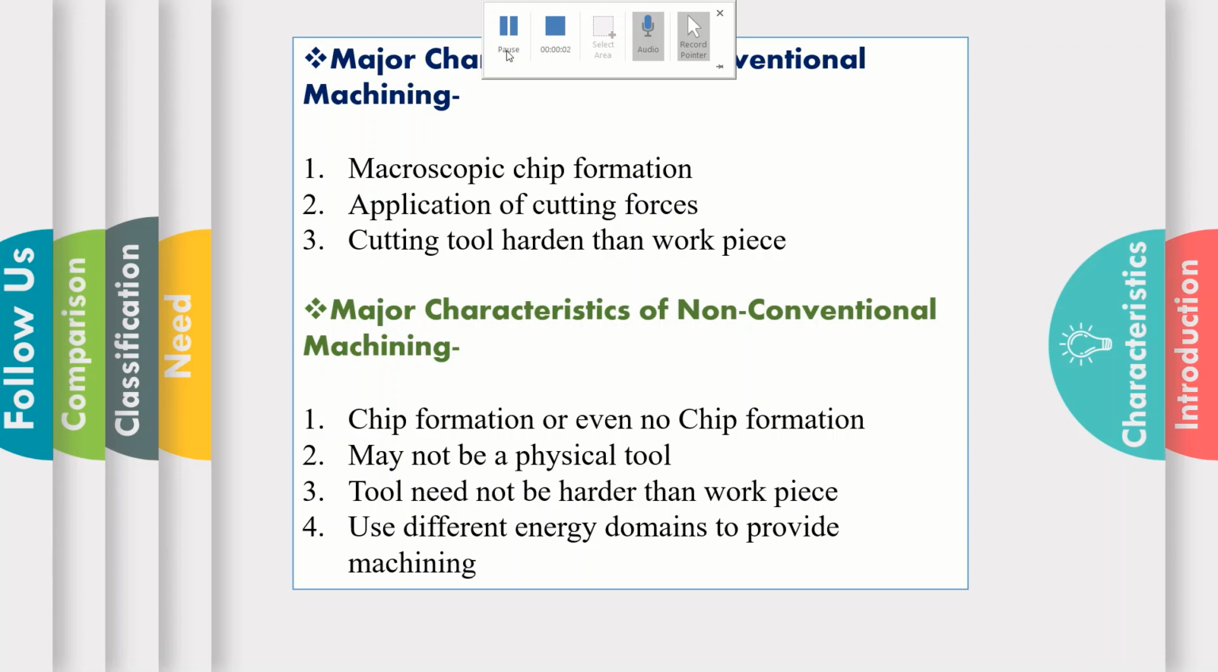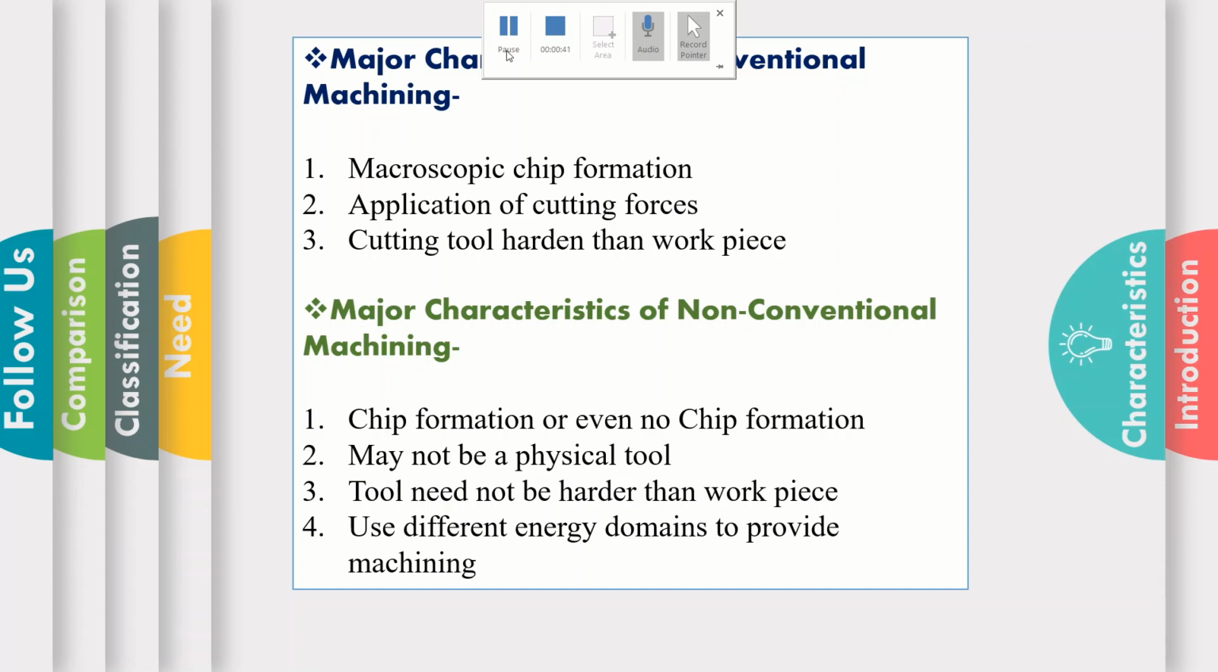Now we'll see the major characteristics of non-conventional machining. First, material removal may occur with chip formation or even with no chip formation. For non-conventional machining, there is no need for a physical tool to be present for the machining. Third, in non-conventional machining, the tool need not be harder than the workpiece material. And the last is that mostly non-traditional machining processes do not necessarily use mechanical energy to provide material removal. They use different energy domains to provide machining.